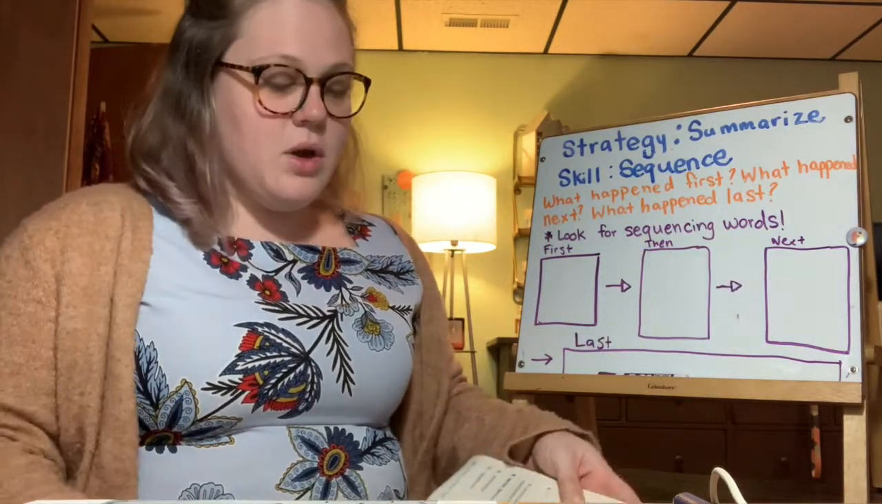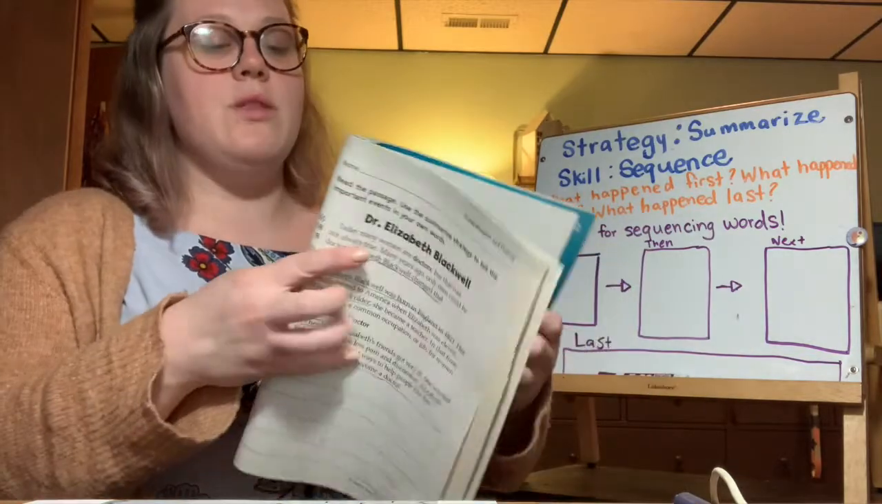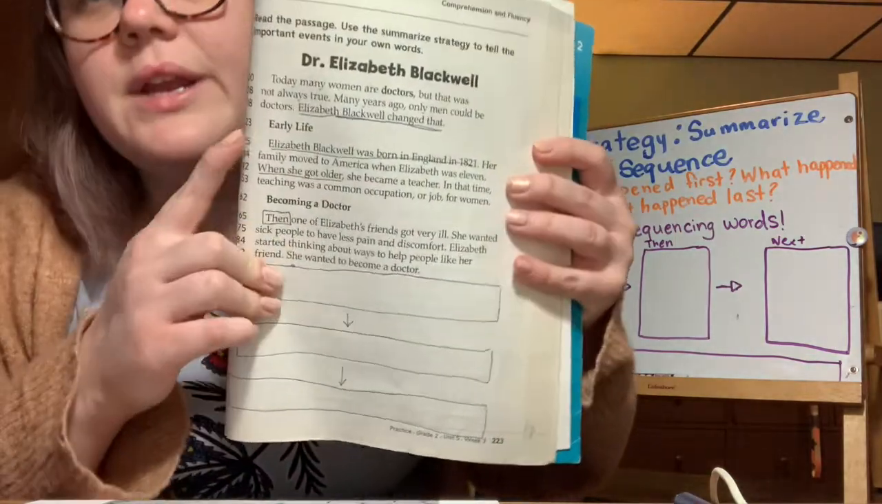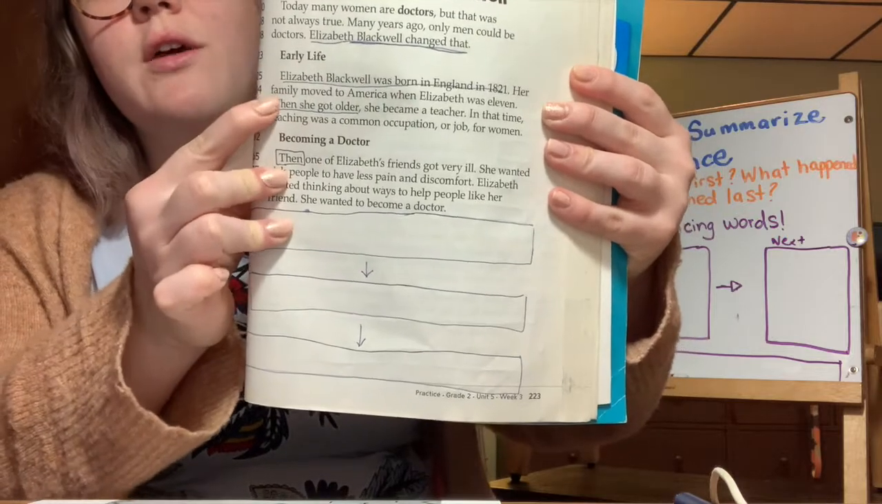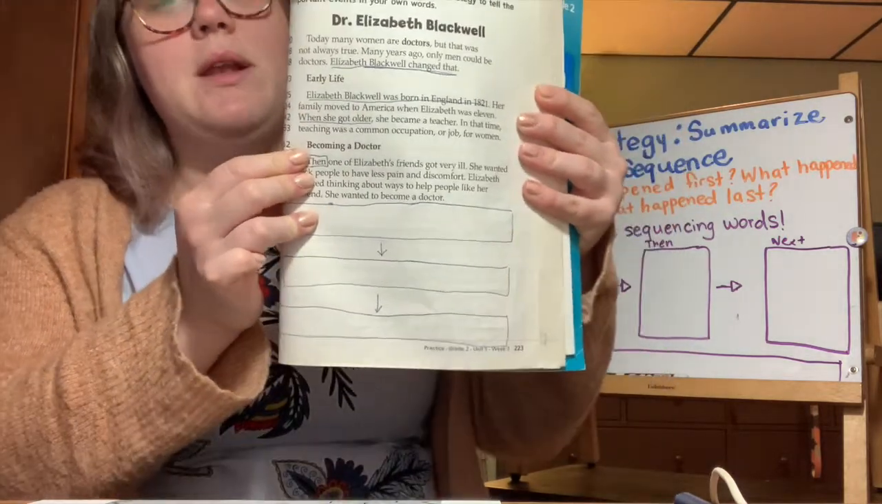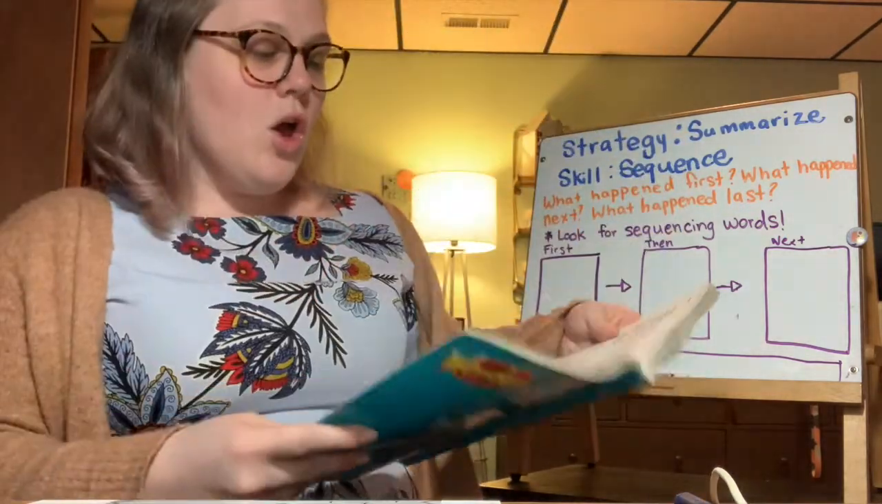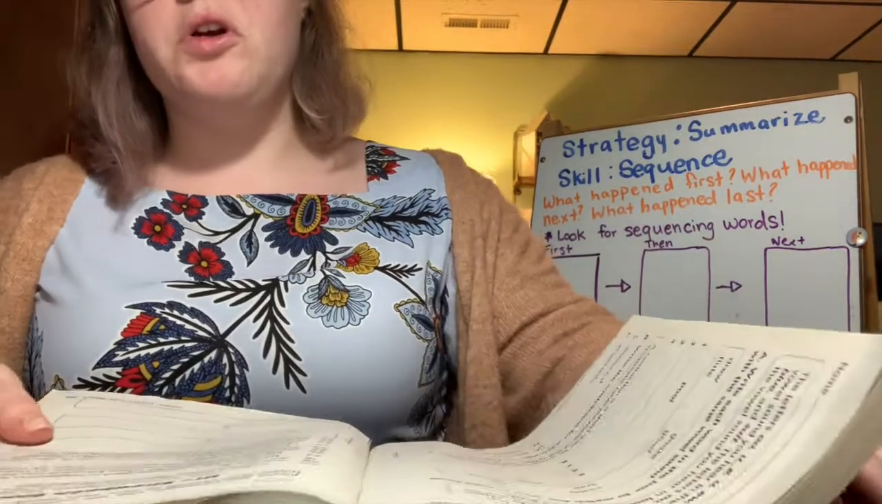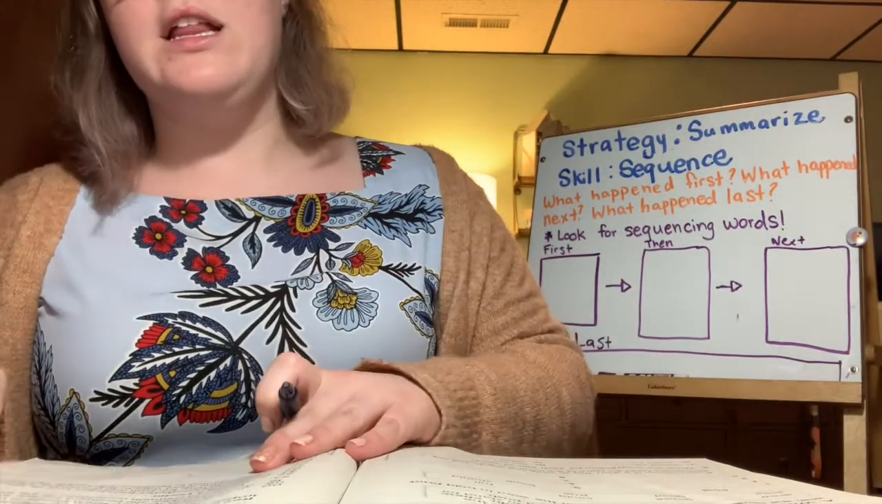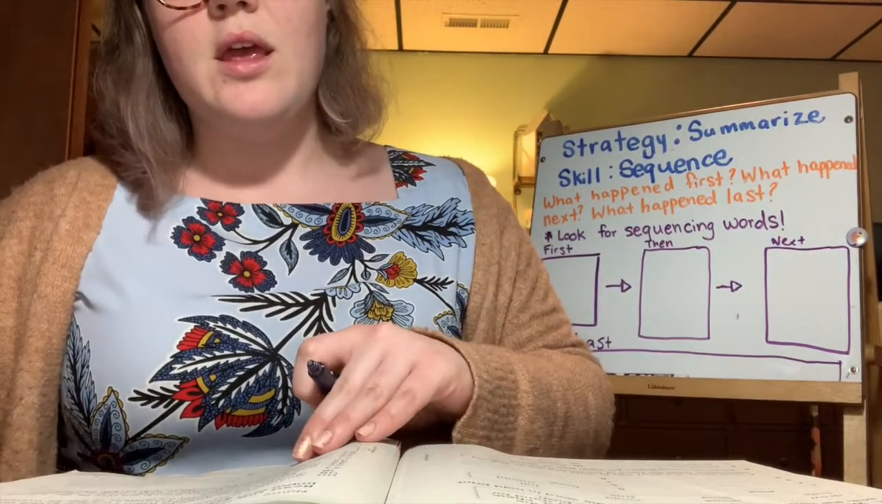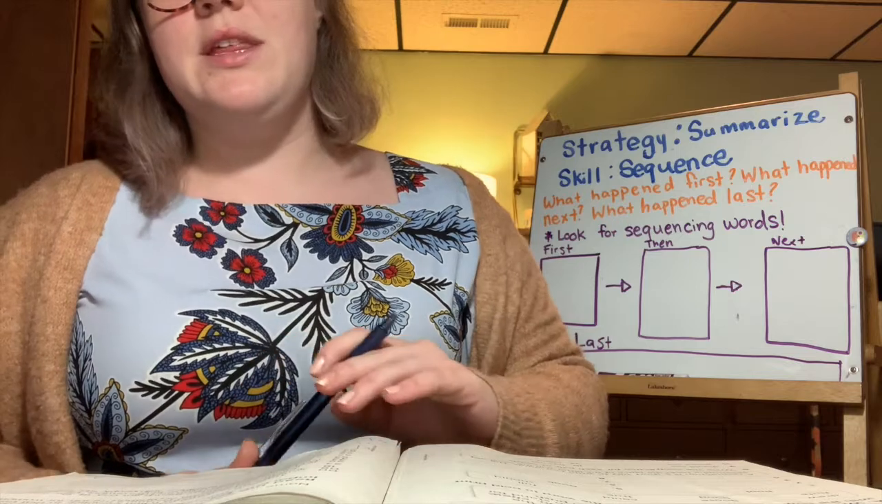So I've started to mark up Dr. Elizabeth Blackwell, and the nice thing about this text is they've split it into sections, which is another great useful tool for us to understand how the events happen in the story. So I had read that in her early life, she was born in England in 1821. And when she got older, she became a teacher.